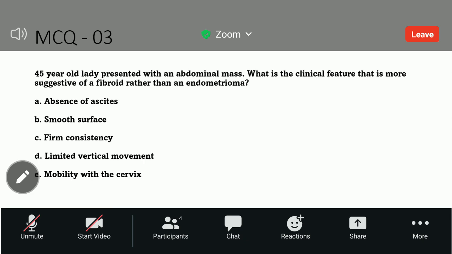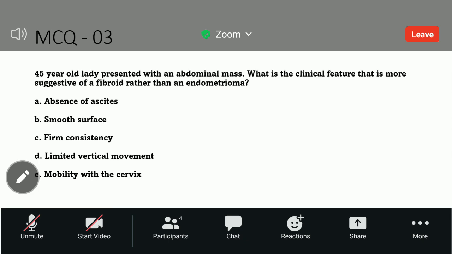Firm consistency, yes, that is true. Fibroid is always a firm one, towards a solid one, kind of solid mass. Endometrioma is a cystic mass. So that is true. Limited vertical movement. Yes, fibroid arises from the uterus, so the vertical movement is reduced. But here the case is endometrioma.